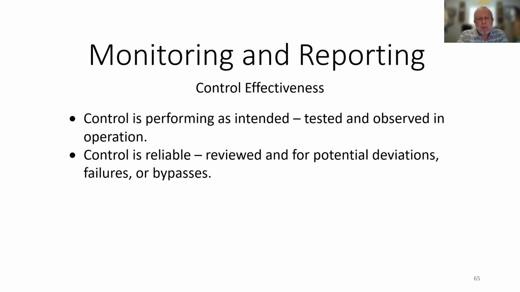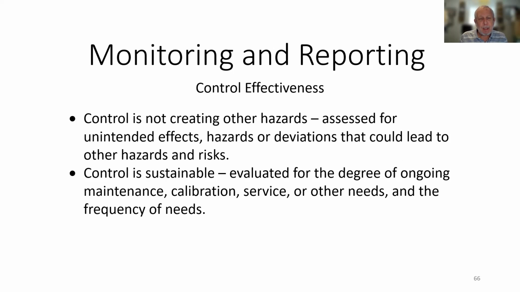So you can see that control is performing as intended, tested and observed. It's easier to do with an engineering control than with an administrative control. I mean, how can you test an administrative control? Well, there are ways to do it. One of them is observing people and making sure they're following their training, etc. You test them on it, you retrain them on it. Anyhow, there are ways you can do it.